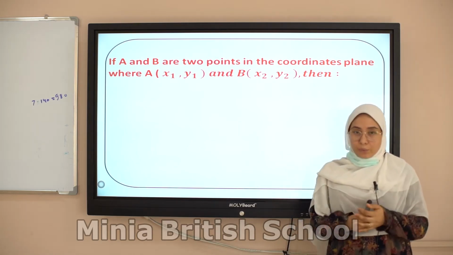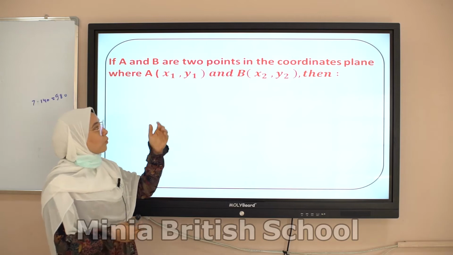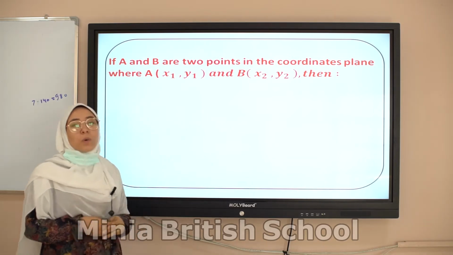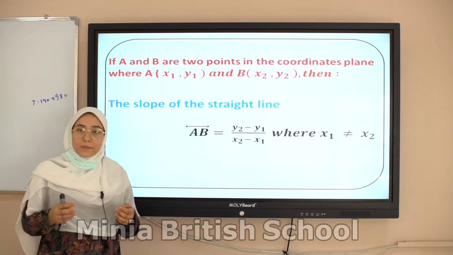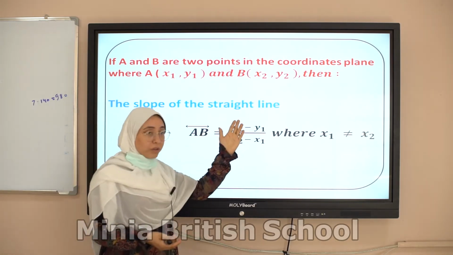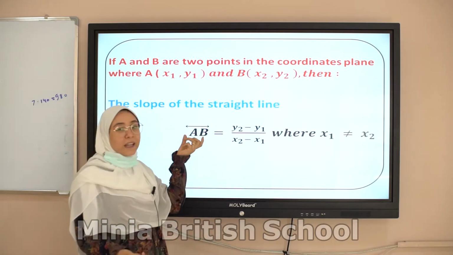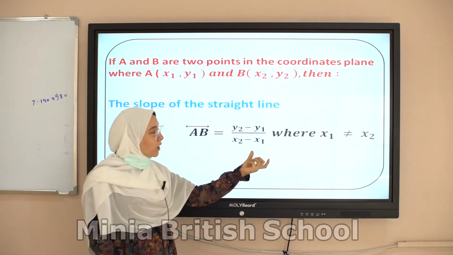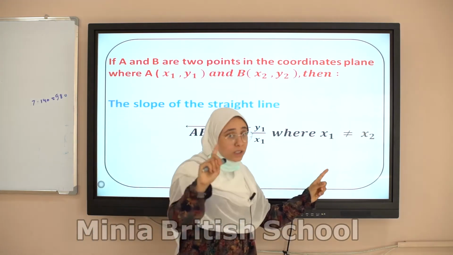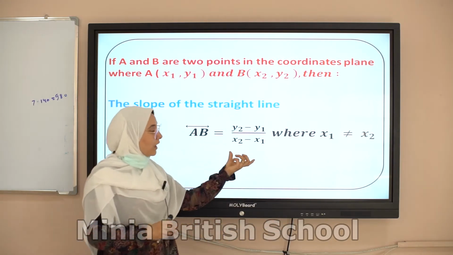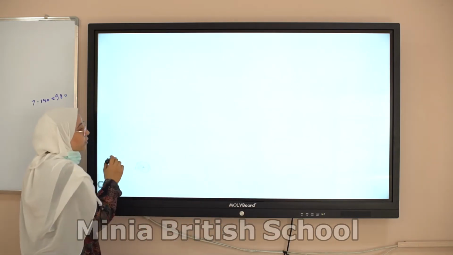from two points. Now, if A and P are two points, A (x1, y1) and P (x2, y2), then the slope of the straight line equals the difference between the y coordinates over the difference between the x coordinates. So the slope of the straight line AP equals (y2 minus y1) over (x2 minus x1), where x1 is not equal to x2, so as not to make the denominator 0. So that is the first rule of the slope.